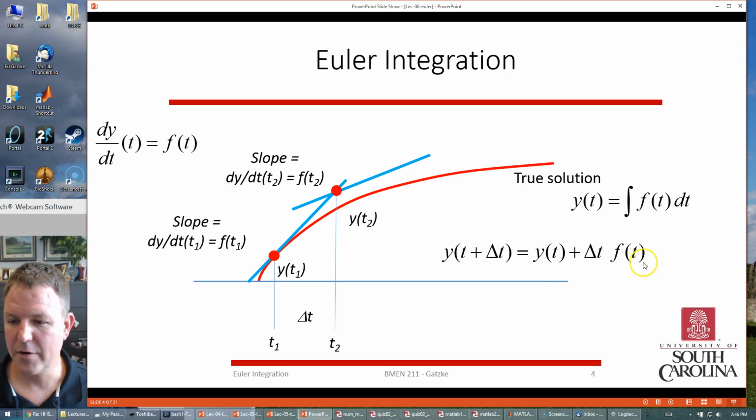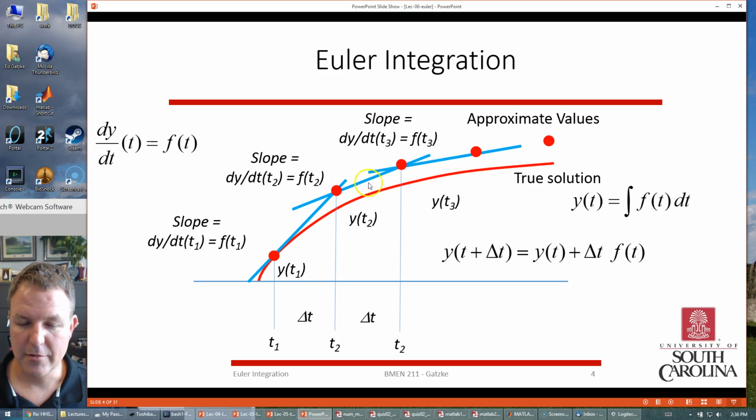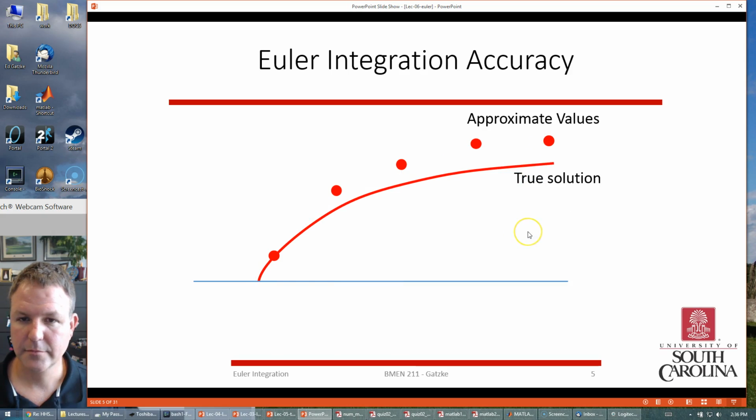We know y of t, we know the right-hand side, we know delta t, so we find the next value of y. We plug it into the function, we get the right-hand side at this point in time, we get the slope right there, and we do that again. We keep moving forward for approximate values for this true solution for y of t. Here, here, here, here, here. The accuracy may not be very good. The true solution, if we had a true analytical solution, might be this red line, but we're getting approximate values at different points separated by delta t values.